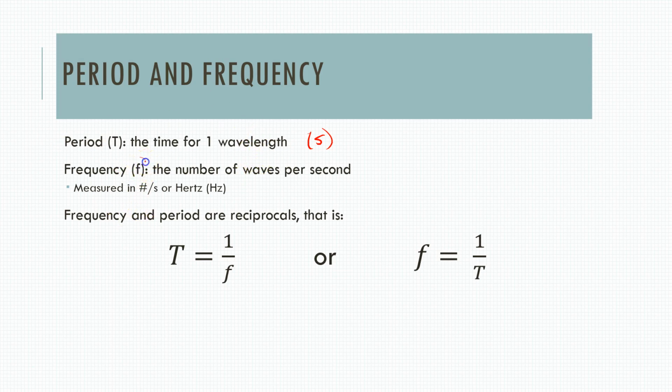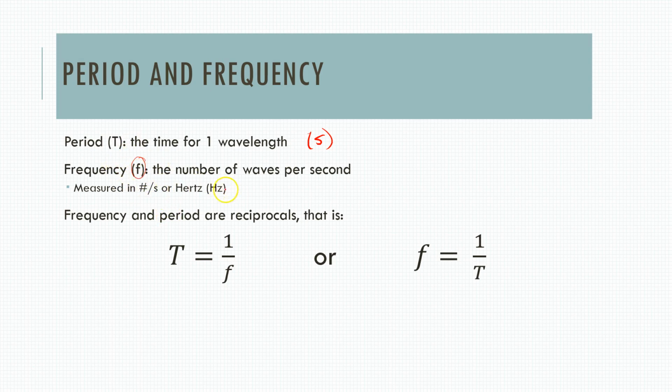The frequency is a little f. Does it really matter? Yes, because we've used capital F forever. That stands for force. Lowercase f stands for frequency. So we do use a differentiation between our letters. Notice also we've used lowercase t in the past. That stood for time. Capital T stands for period.